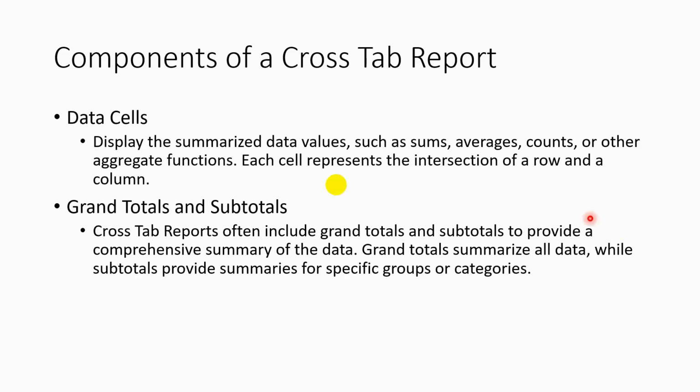Third is data cells. They display the summarized data values such as sums, averages, counts, or other aggregate functions. Each cell represents the intersection of a row and a column. Then grand total and subtotals. CrossTab reports often include grand totals and subtotals to provide a comprehensive summary of data. Grand totals summarize all data, while subtotals provide summaries for specific groups or categories.